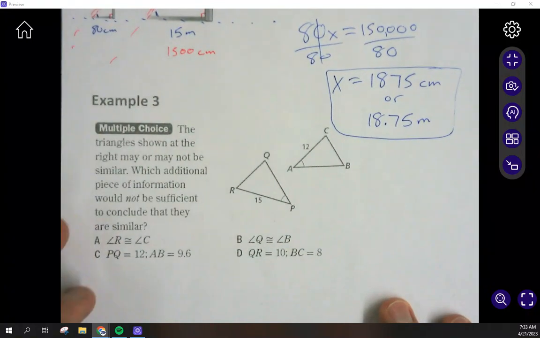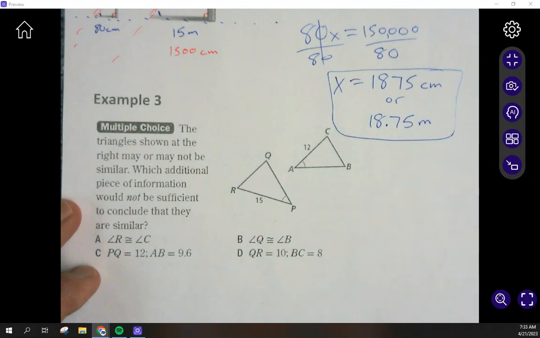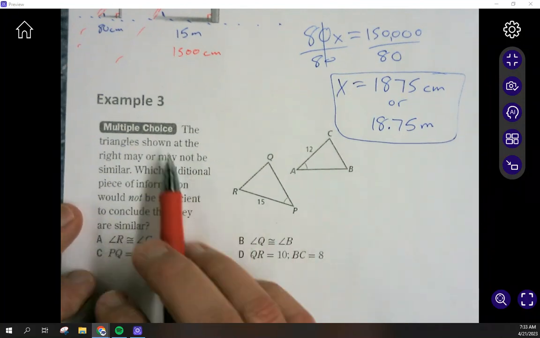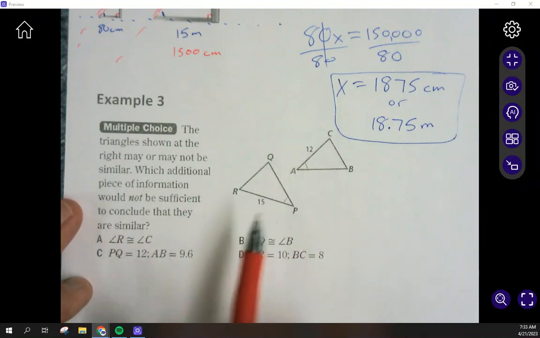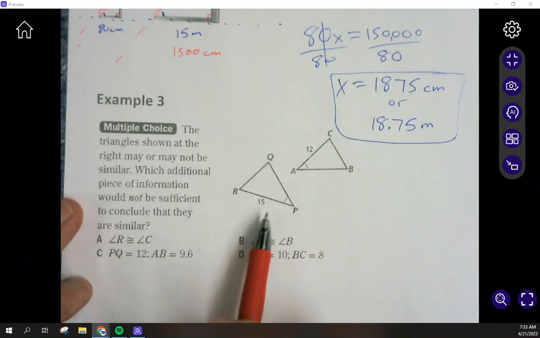We've just been looking at angle angle. And so let's talk about what's required here for a side angle side. So we have these two triangles. They may or may not be similar. We currently don't have enough information to say that they're similar.